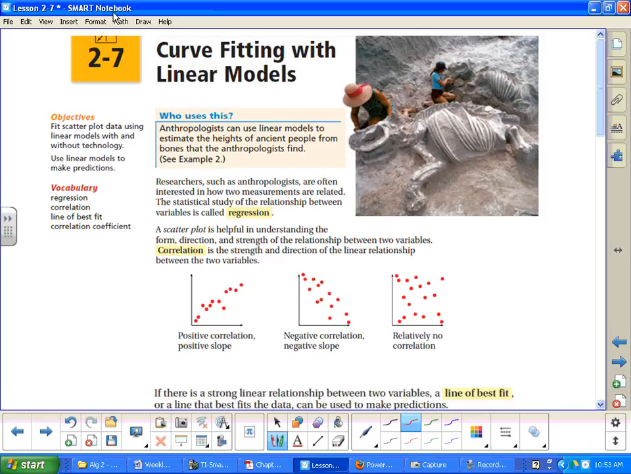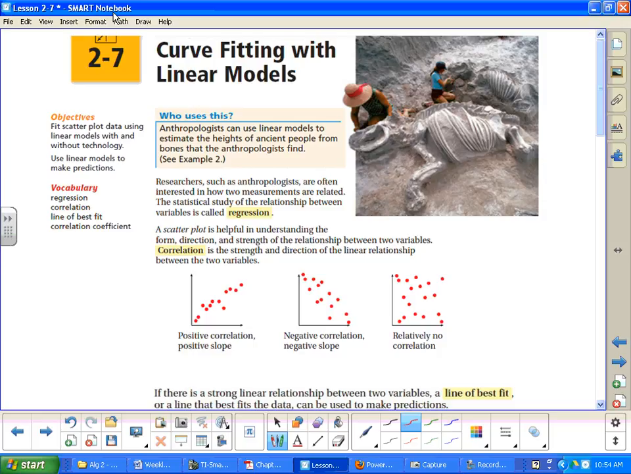Okay, curve fitting with linear models. In other words, what we're going to do, given a set of data, is find the equation of the line that best fits that data. Researchers such as anthropologists are often interested in how two measurements are related. The statistical study of the relationship between variables is called regression.